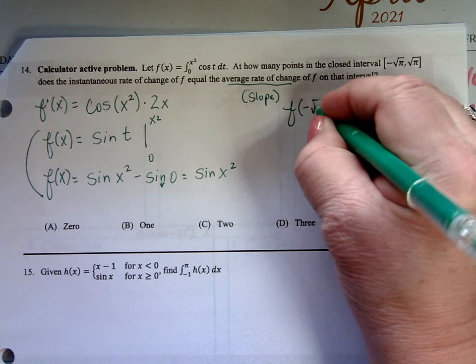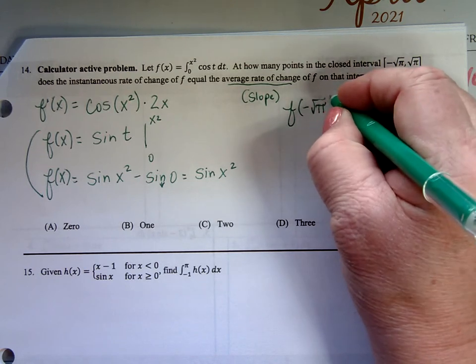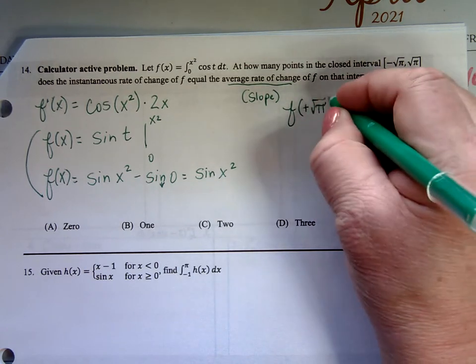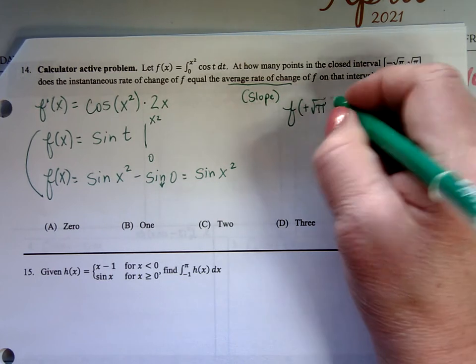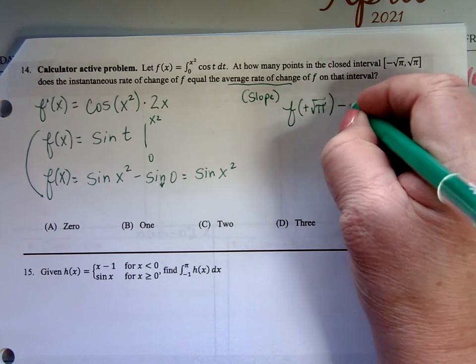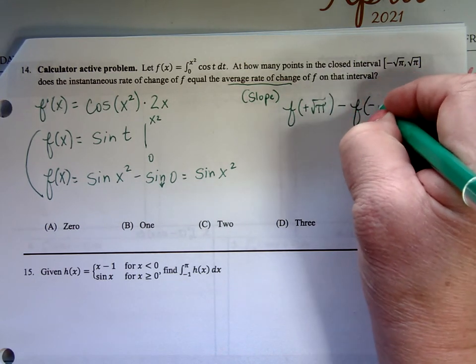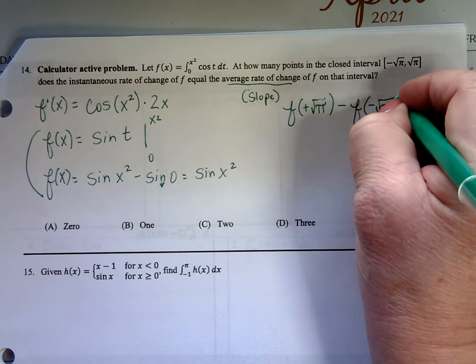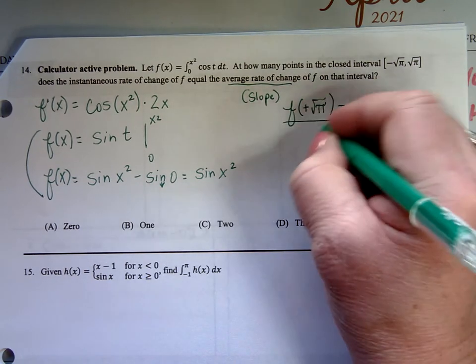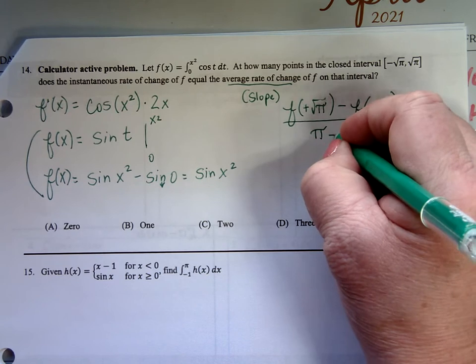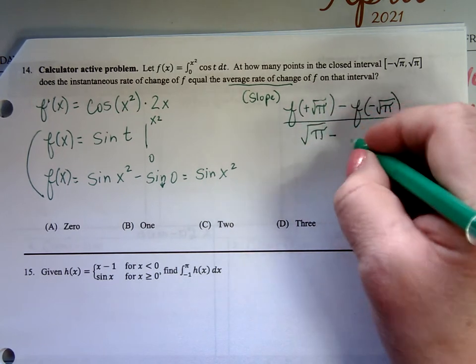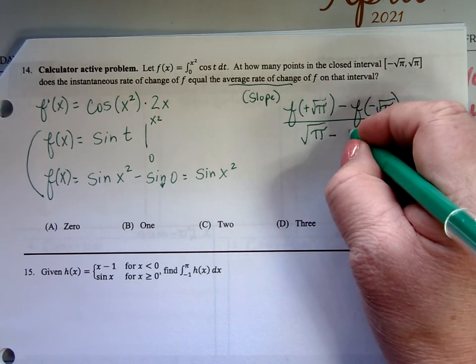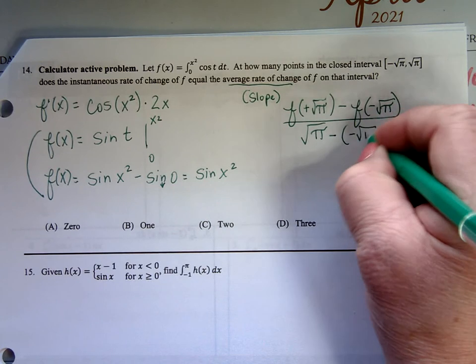Other way around, positive. Let's do the positive first, f of b minus f of a. So positive square root of pi, f of that, minus f of the negative square root of pi, over pi minus a negative square root of pi. What's with these square roots and pi's together? I don't know.